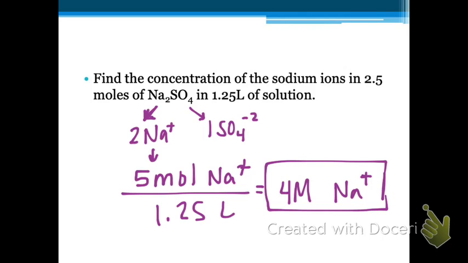So is concentration and molarity the same? Yeah, those can be used interchangeably, right? Molarity is the unit for concentration, right? So when we say find the concentration, that's going to be molarity.